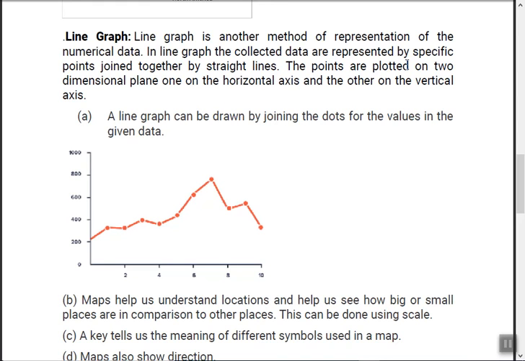A point is plotted on a two-dimensional plane. Two-dimensional means what? X and Y. These are the two dimensions, one on the horizontal axis and the other on the vertical axis. Horizontal means X, vertical means Y. A line graph can be drawn by joining the dots for values in the given data. See, first we plot these dots as per the given data and then join the lines.